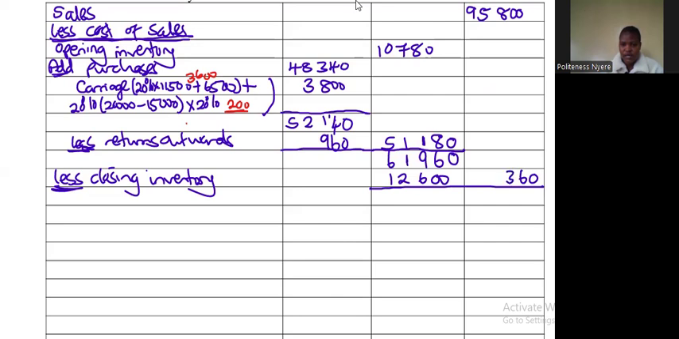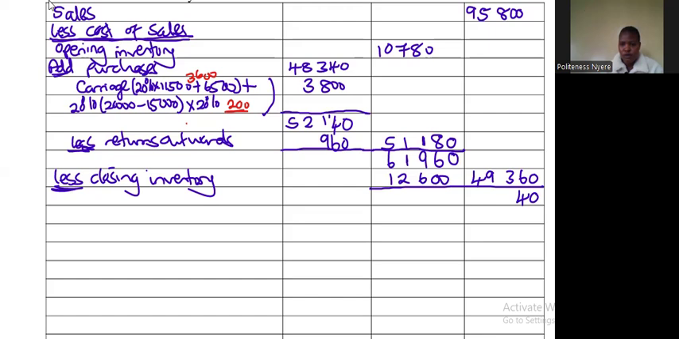Then this is 3. 11 minus 2, that's 9. 6 minus 2, that's 4. So we have 49,360. This amount is what we refer to as our cost of sales. This amount that we have here, this is the cost of sales. So now we are subtracting from that one.